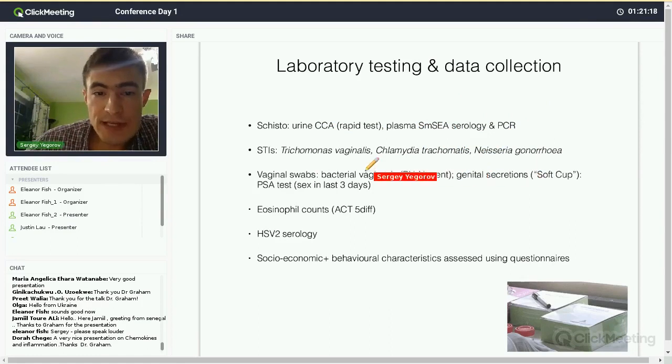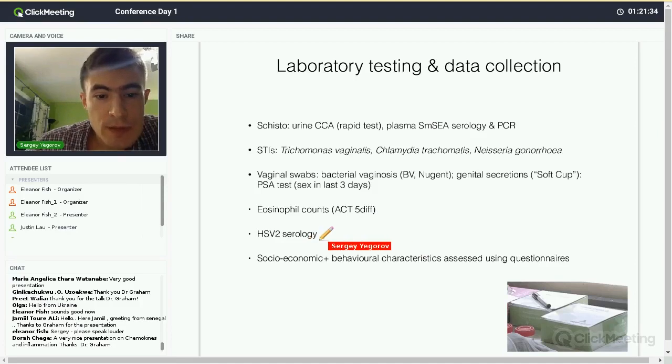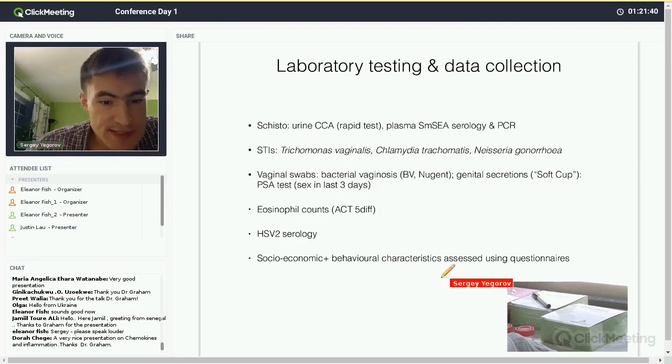We also screened for 3 different sexually transmitted infections. We collected swabs for bacterial vaginosis testing, as well as for testing for prostate-specific antigen, which is a proxy for recent sexual activity. We also conducted complete blood counts, HSV2 serology, and assessed socio-economic and behavioral characteristics of our participants using questionnaires.